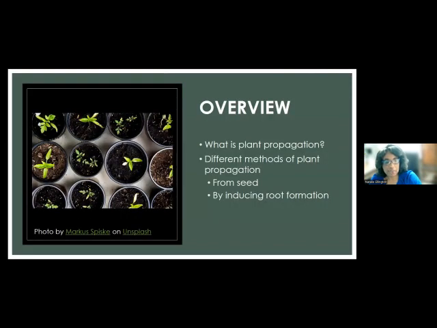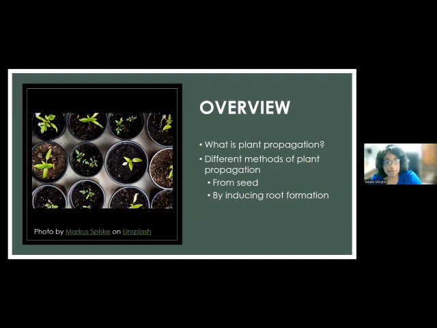We will start with the basics. Plant propagation is the creation of new plants from existing ones. Typically, plants fall into two propagation groups. First, seeds, also called sexual propagation, and second, by inducing root formation from existing plants, which is called asexual propagation. This method assures an exact replica of the mother plant.